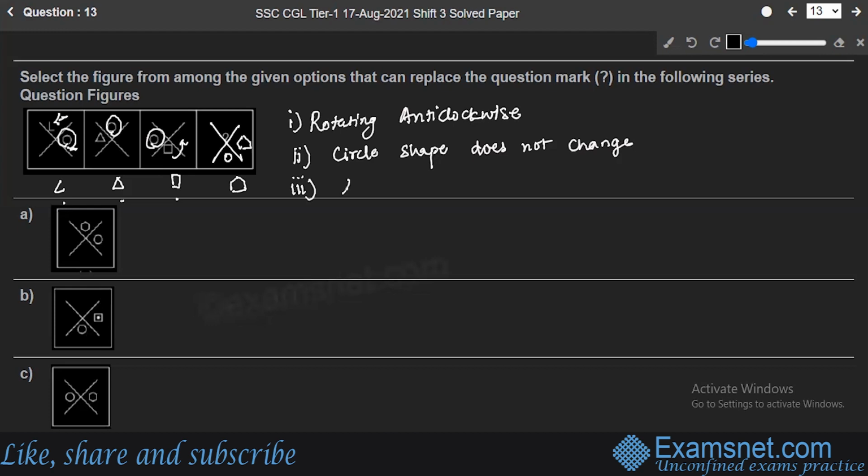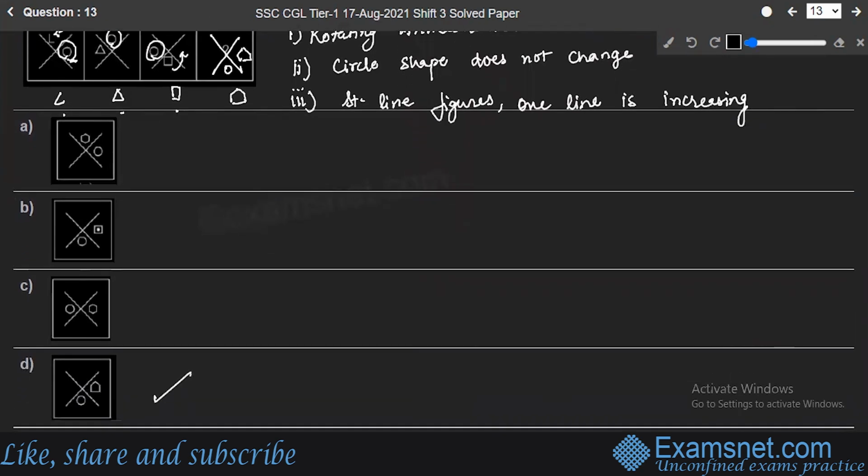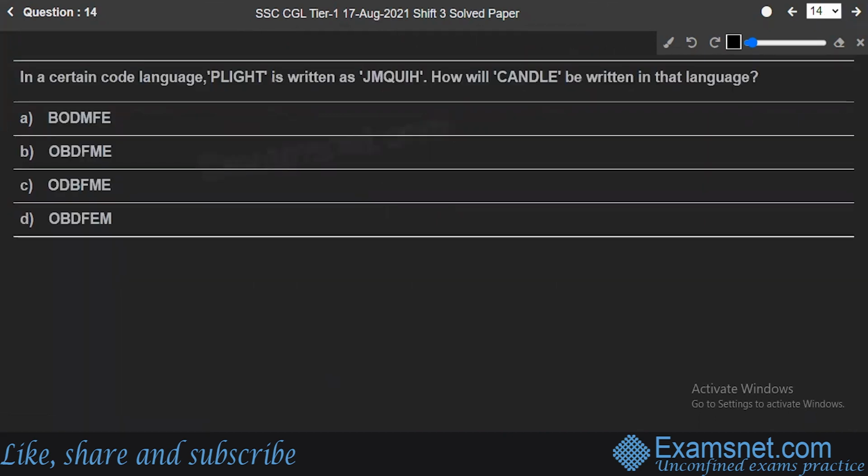With the straight line figures, one line is increasing. Okay, so now let's look. Here it is, option D is matching exactly with the figure that we have made. So this is our answer. Hope you are clear, right? Let's move to the next question, number 14.